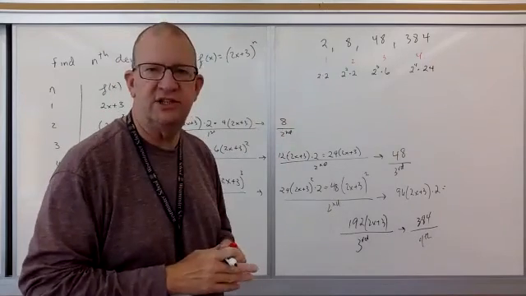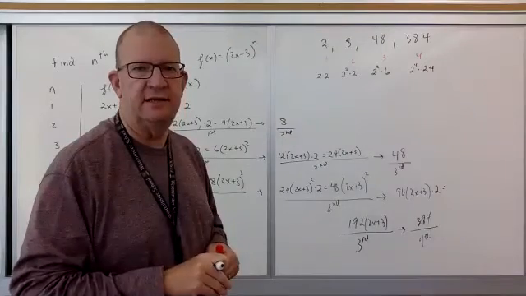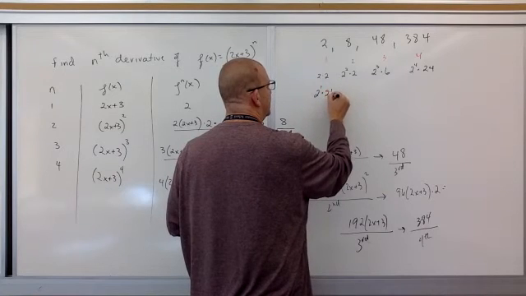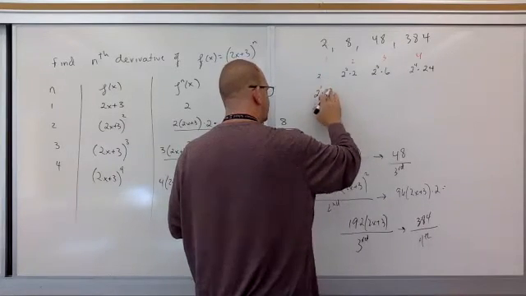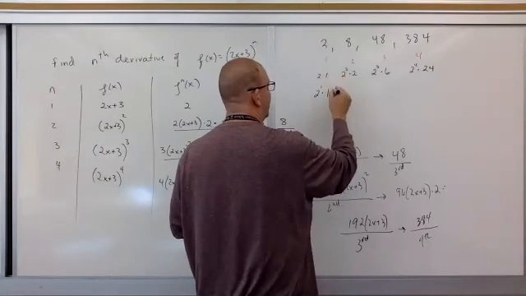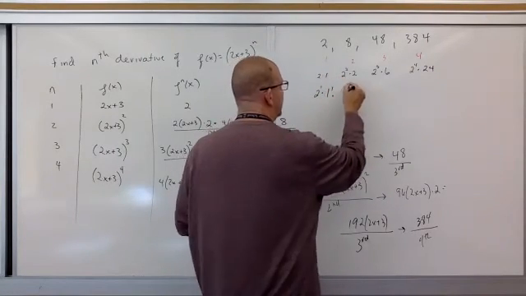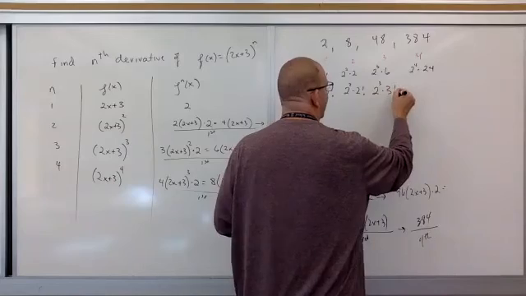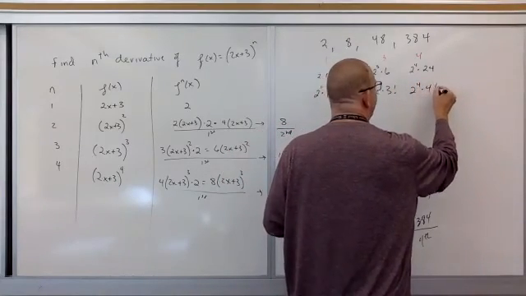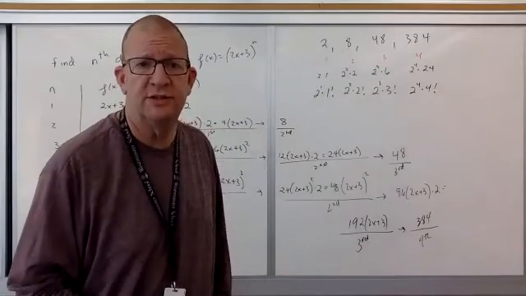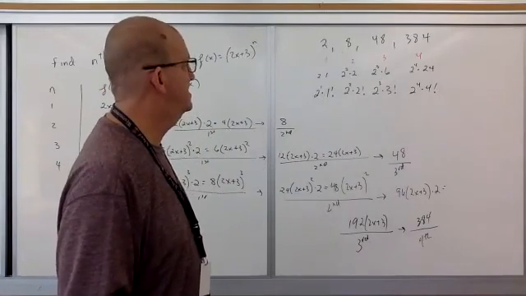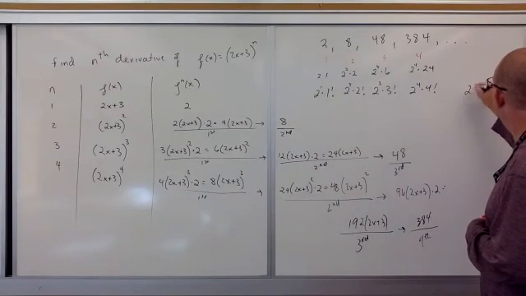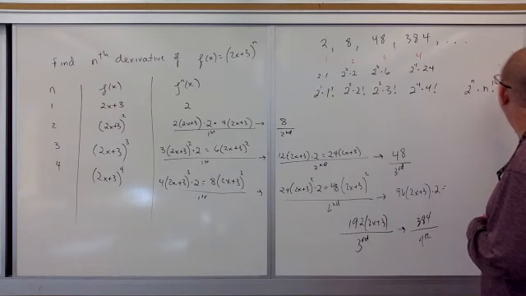Do you recognize 2, 6, and 24? Come on, math counts, kids. You should recognize those. 2 to the 1st times 1, 1 factorial. 2 to the 2nd times 2 factorial. 2 to the cubed times 3 factorial. 2 to the 4th times 4 factorial. 4 times 3 is 12, times 2 is 24, times 1 is 24. Oh. So, 2 to the nth times n factorial.